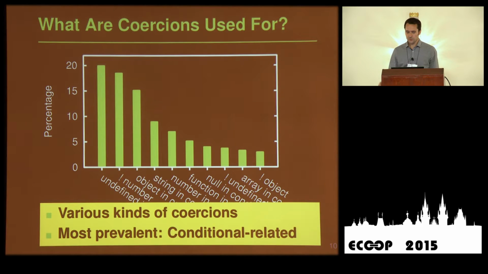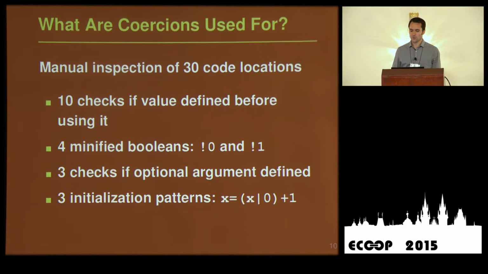So the main conclusion here is that there are various different kinds of coercions. It's not just one that happens all the time, but there are many. But the most prevalent cause why you have coercions are conditionals and operations like logical negation that you typically use in conditionals. So to better understand what coercions are used for, we also manually inspected some code locations.